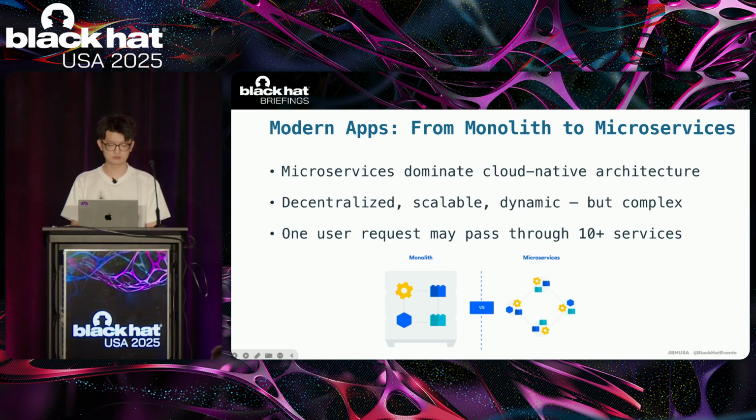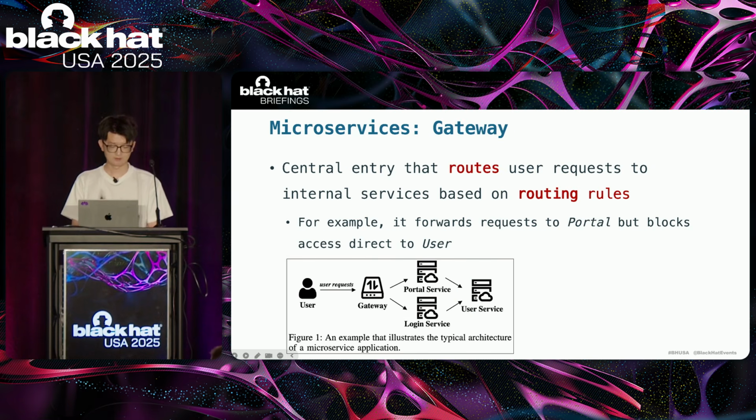Let's walk through how a user request travels in microservice apps. At the center of microservice apps is a gateway. It directs all user requests to different internal services based on flexible routing rules. For example, the gateway might let users reach the pod service but block direct access to the user service in this picture. This helps manage traffic, but as we all see, these rules can sometimes hide security risks.